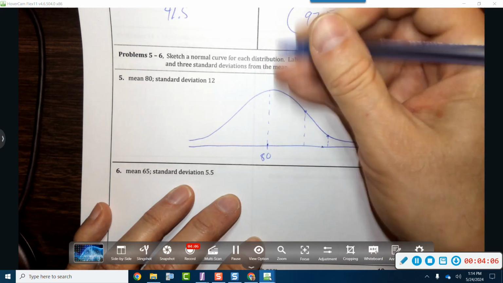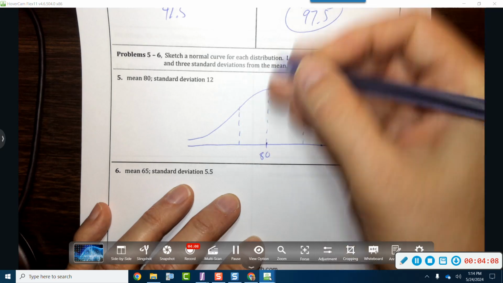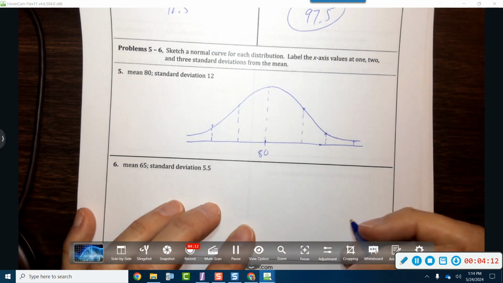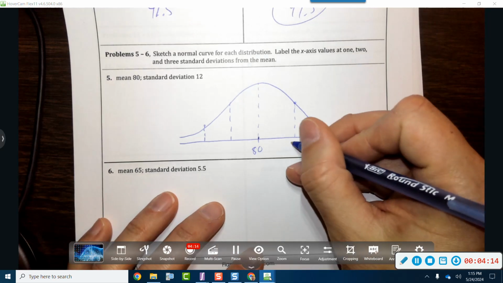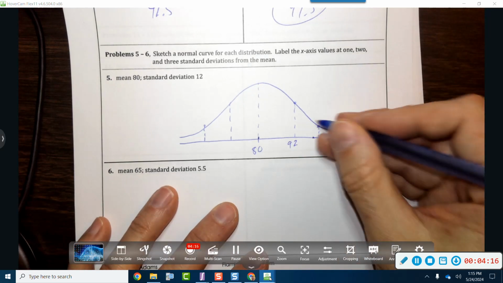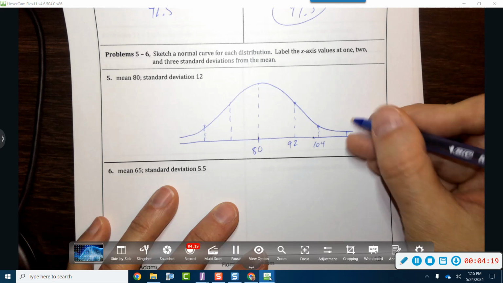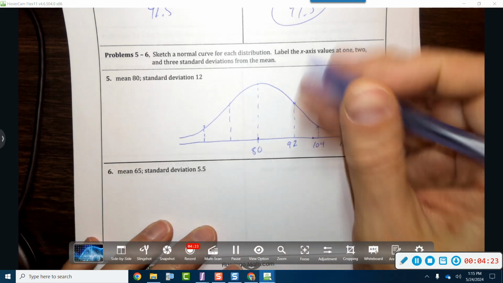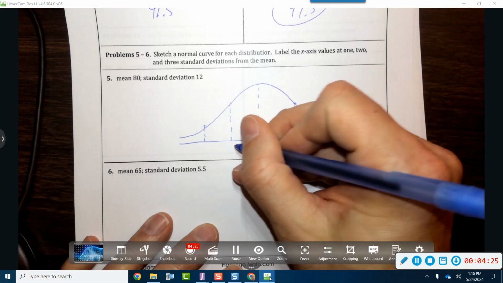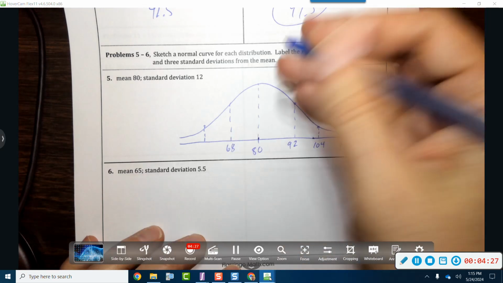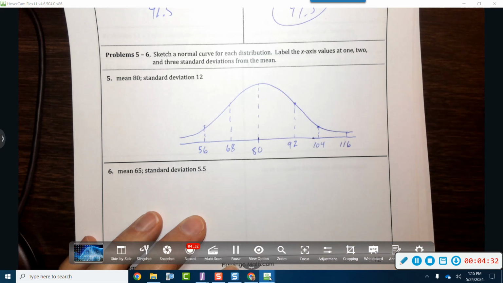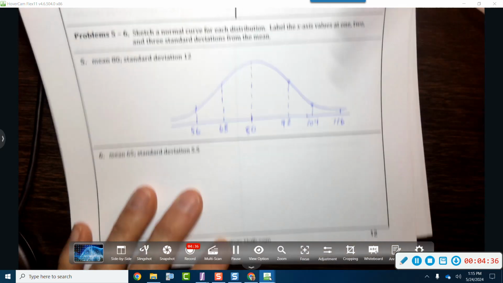Here's the 0, and then right about there. Okay, so that looks good to me. Adding 12 would be 92, then 104, and over here it would be 116. Over here, 80 minus 12 would take us to 68, minus 12 would be 56. Okay, and there we go. That's all that they're asking.